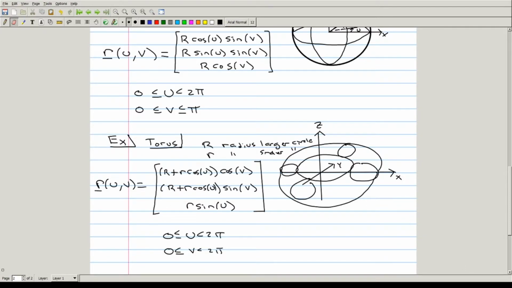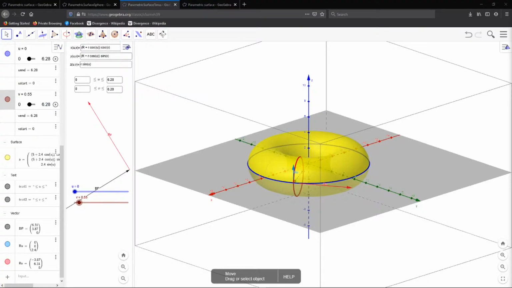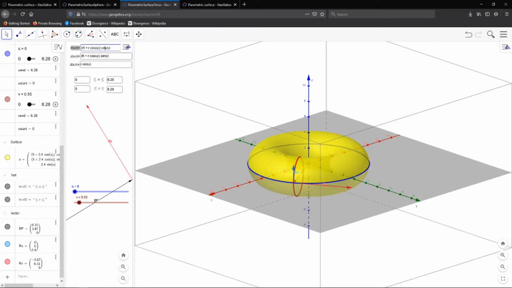So if we open up our plot, this right here is a plot of the torus. These equations that I just wrote down: R plus r cosine u, cosine v, R plus r cosine u, sine v, and then r sine of u. And we're seeing exactly this, from 0 to 2 pi, 0 to 2 pi, same thing as for the sphere equation.